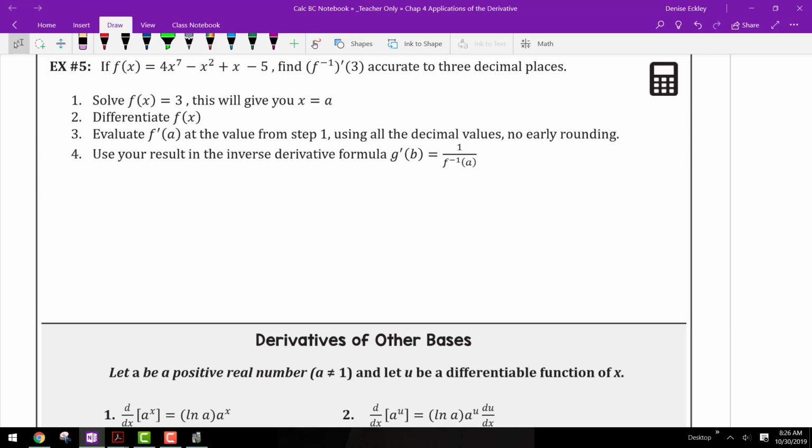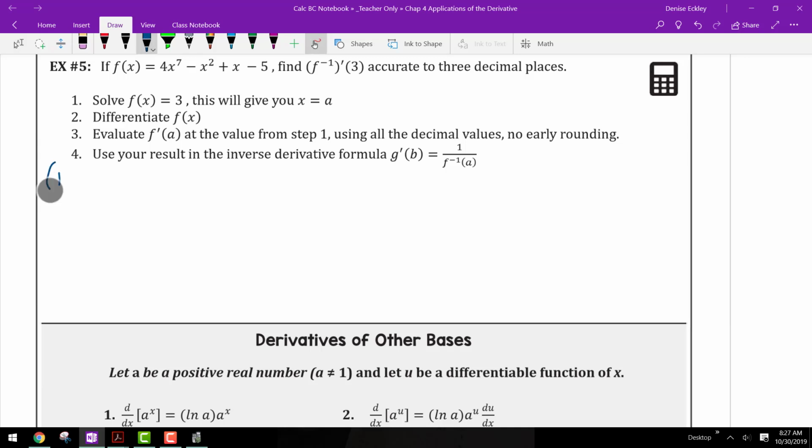So first thing we're going to have to do is solve f of x equal to 3. This will give us our a. Then we're going to differentiate. Then we're going to find f prime of a. And then we're going to take the reciprocal to find the derivative. So we're going to need our calculator for this. So let's just go through the steps.